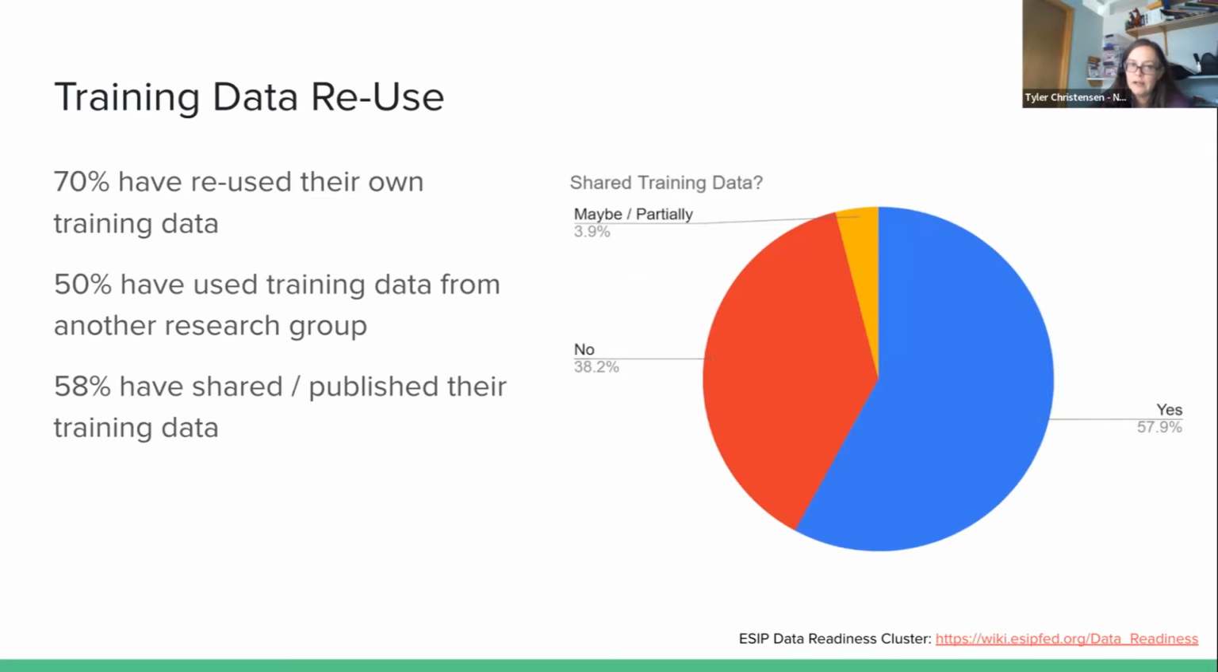So we asked about training data reuse. And most people have reused either their own training data or data from another research group. And 58% claim that they have either shared or published their training data with other groups. So there is definitely hope on this idea of providing training data for others to reuse. Next, please.